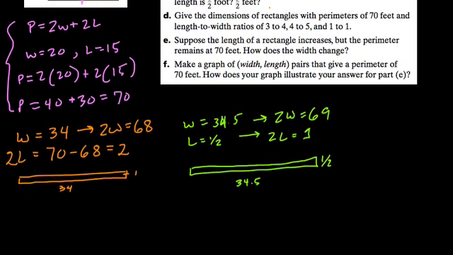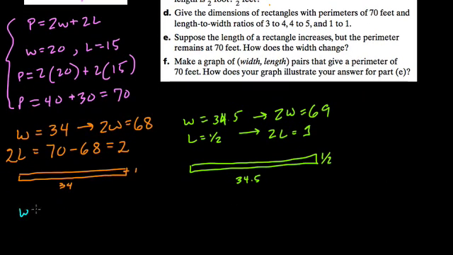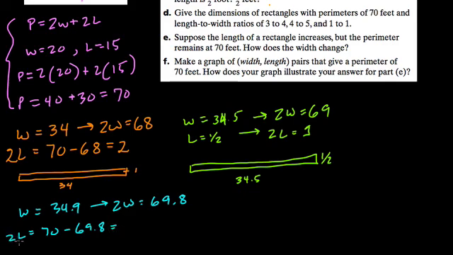Let's say I wanted to sketch a last rectangle where the width is equal to, let's say, 34.9. Well, then 2 widths is equal to what? Well, 68 and then 0.9 doubled, 69.8. Then 70 minus 69.8, which is equal to, sorry, this is 2 lengths, 0.2, which means what?